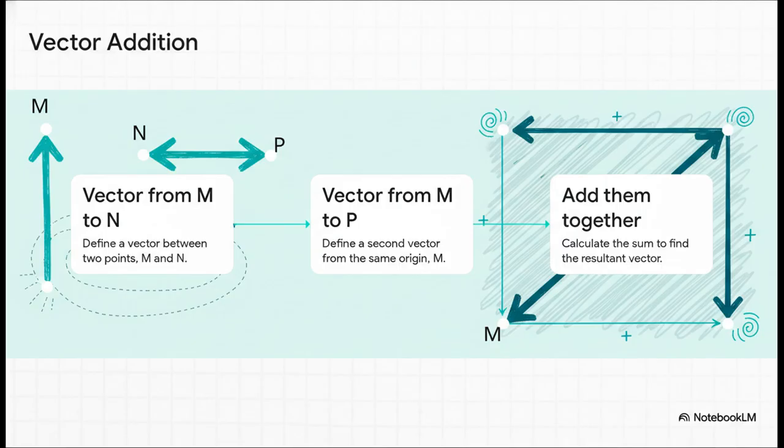Take a problem like RMN plus RMP from our source material. That's not just a bunch of symbols on a page. It's asking a real question. If you have a force pulling from point M to point N and another force pulling from M to P, what's the combined result? You can literally draw those arrows, stick them head to tail, and find your answer. It's this really beautiful geometric process.